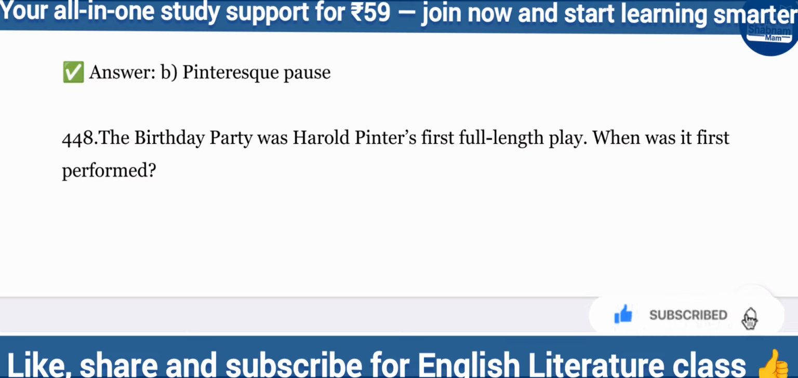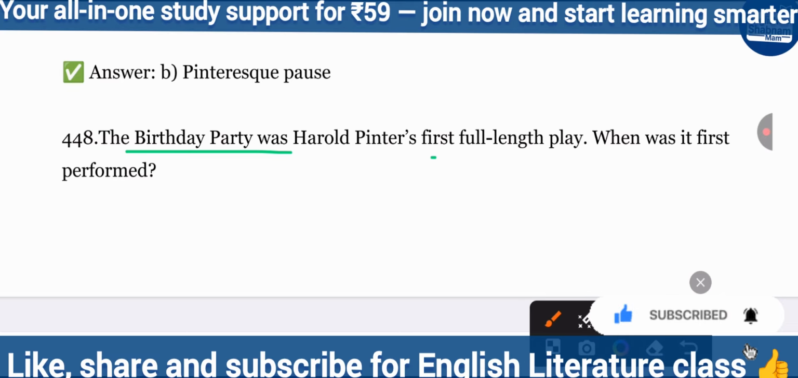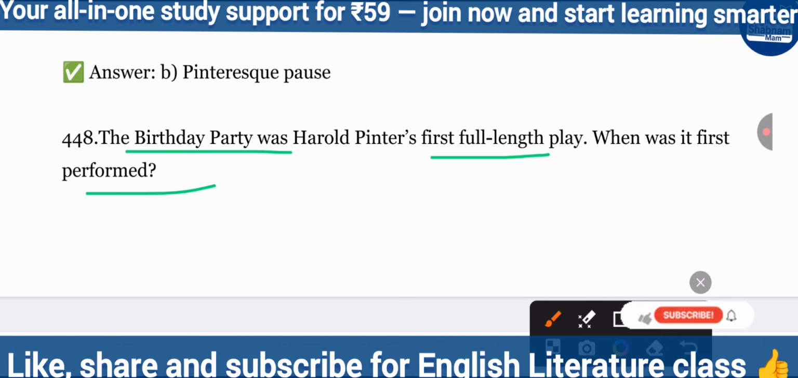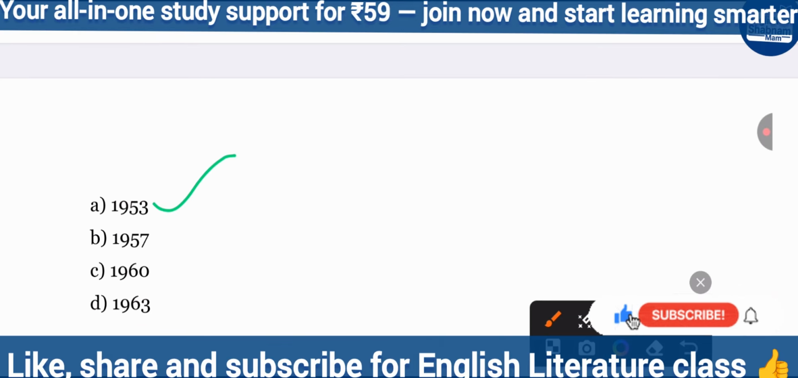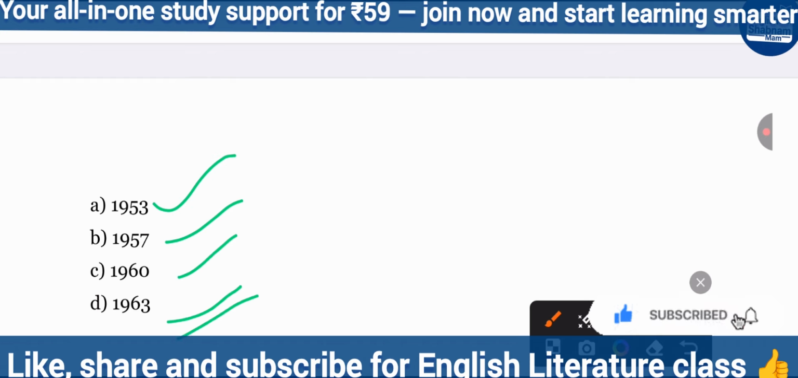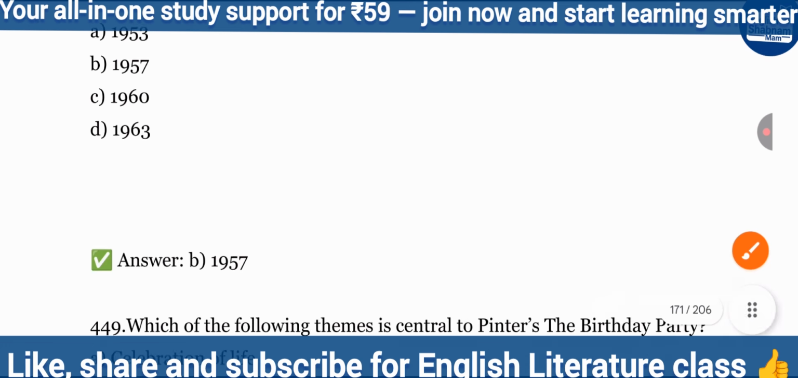Next one we have, The Birthday Party was Harold Pinter's first full-length play. When was it first performed? So you have the options 1953, 1957, 1960 or 1963. When was this play first performed? So correct option B, 1957.